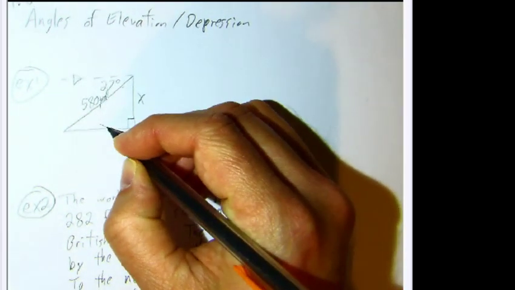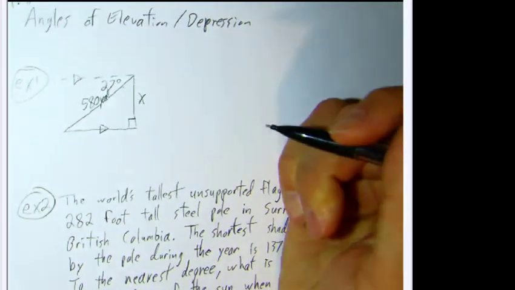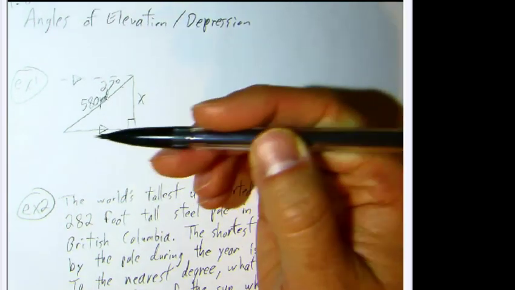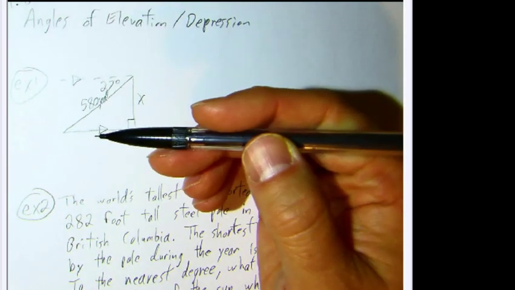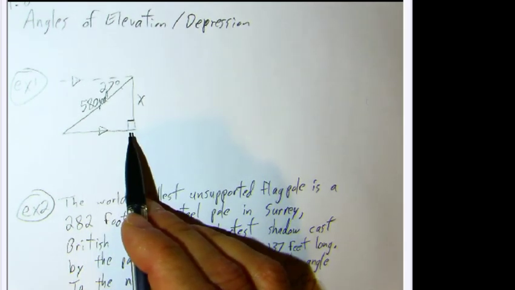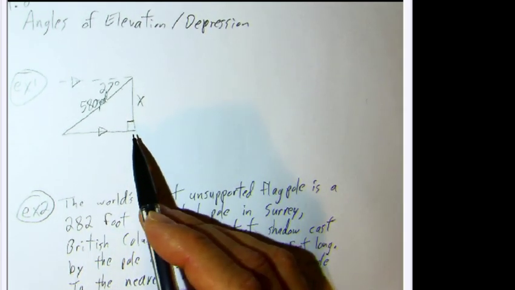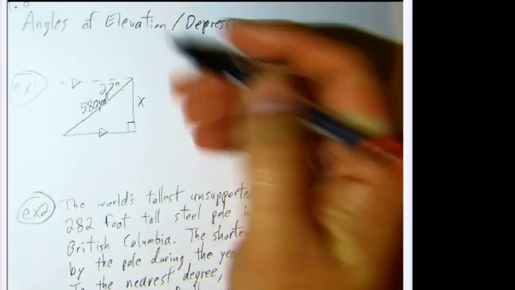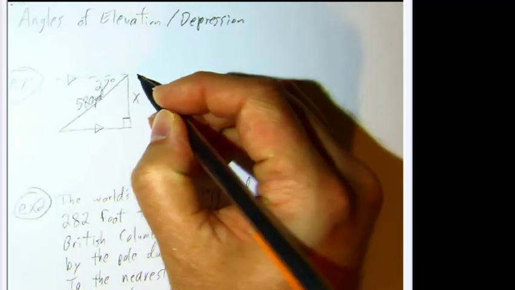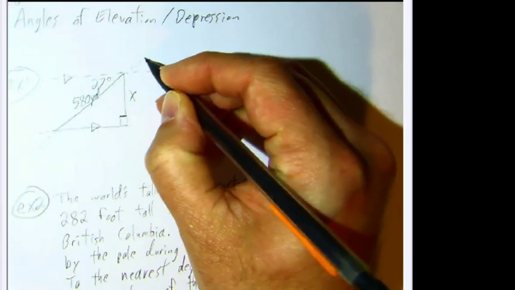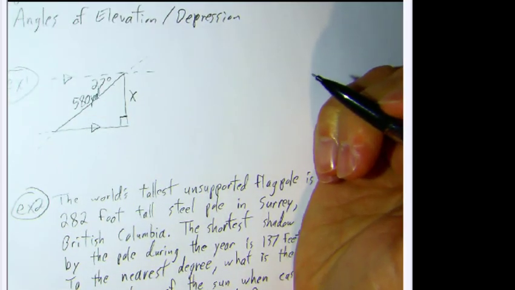So what we notice here is these lines are going to be parallel. If we're talking about elevation and depression, this is going to be a horizontal line, like the ground or something on that order. Like this is going to be sea level or something like that in any problem that's about elevation and depression. So these are going to be parallel. Now, given that they're parallel, then we have these two parallel lines crossed by this transversal.